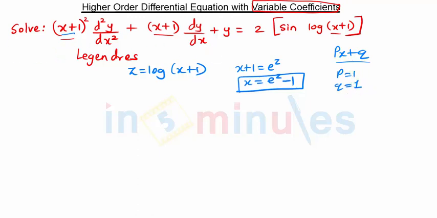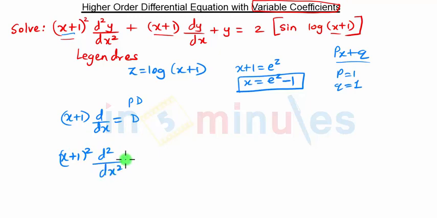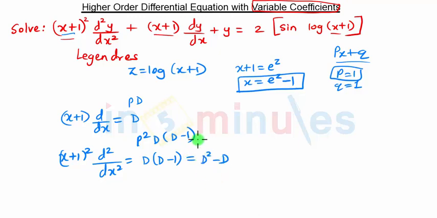And we substitute x plus 1 into d by dx as p into d. In our case, p is 1, so it will be only d. And we substitute x plus 1 the whole square, d square upon dx square, equal to p square d into d minus 1. P square is nothing but 1 square, so it will be 1 into d minus 1, which is nothing but d square minus d. So now we are going to substitute all these terms.